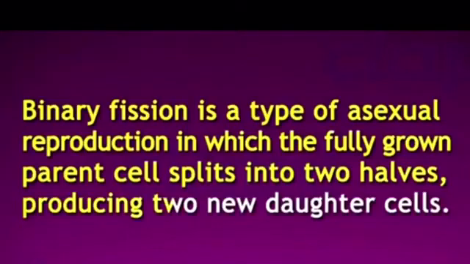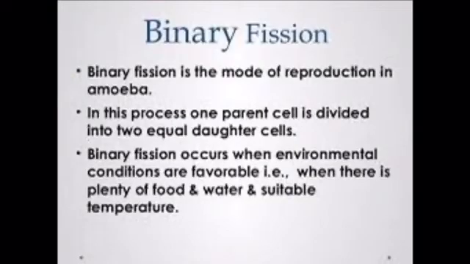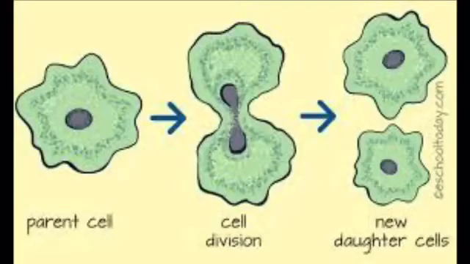So we will discuss the binary form of reproduction, when an organism divides into two daughter cells or new cells, which give rise to new cells that grow into new organisms.